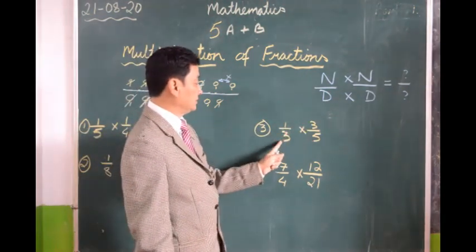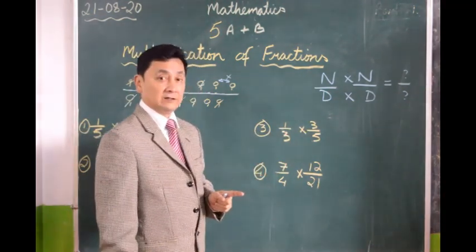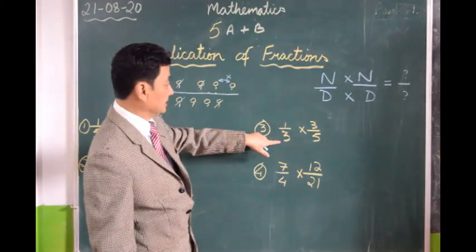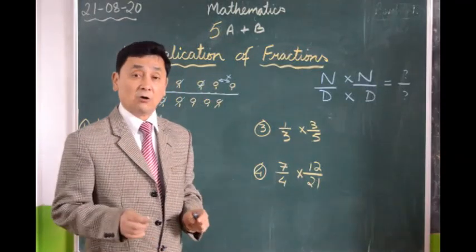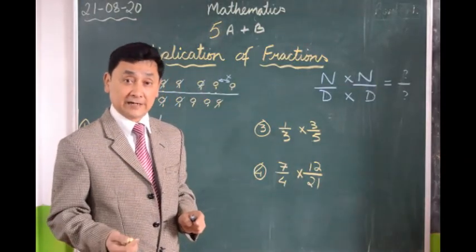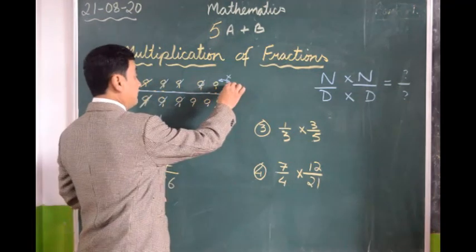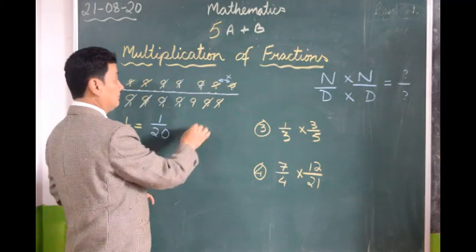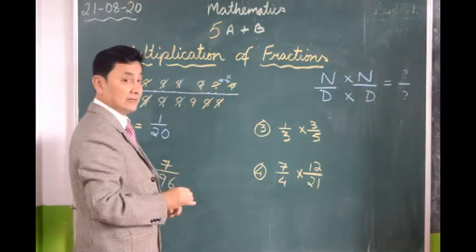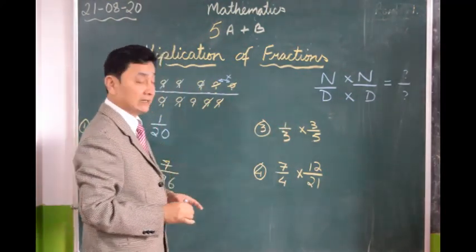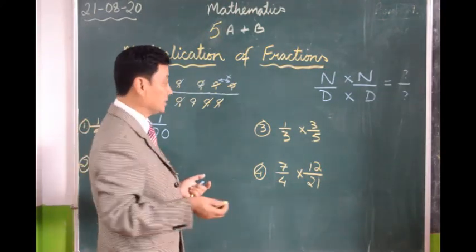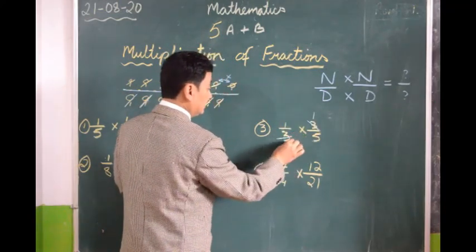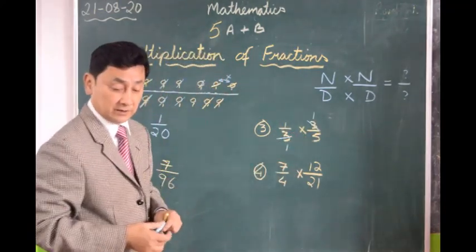Now let's look at number 3. 1 into 3, 3 into 5. You see a 3 in the numerator and a 3 in the denominator. Now you can reduce, or you can cancel. One lollipop cancels another lollipop. Just think that these two numbers can be cancelled. They are the same, so we cancel. 3 ones are 3, 3 ones are 3.